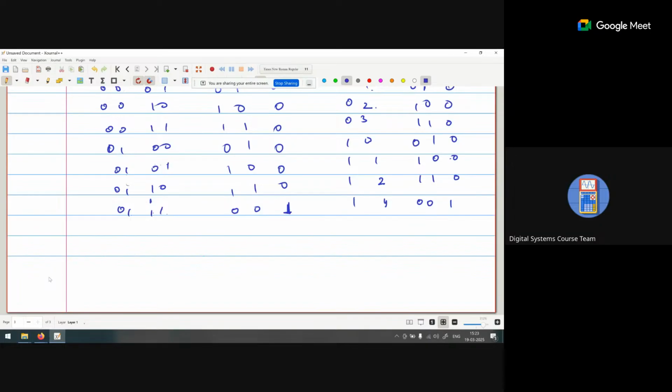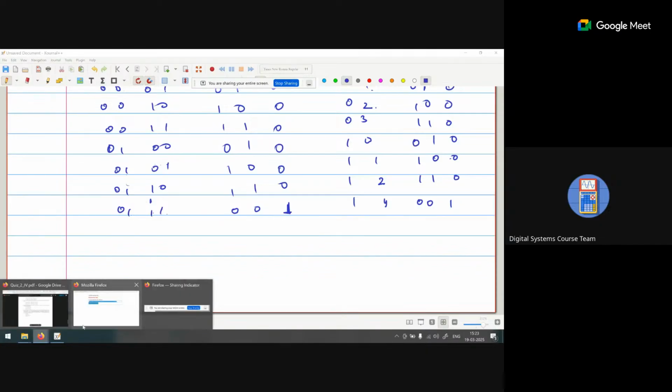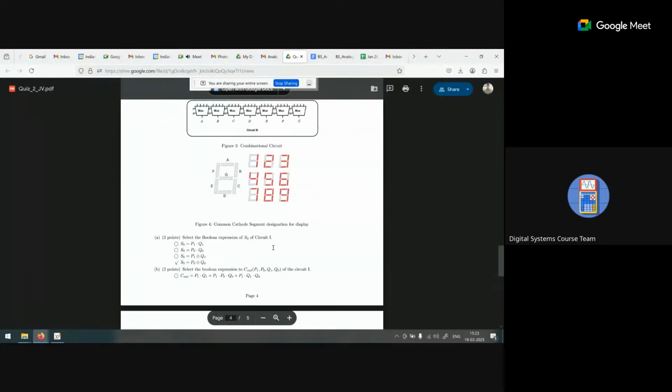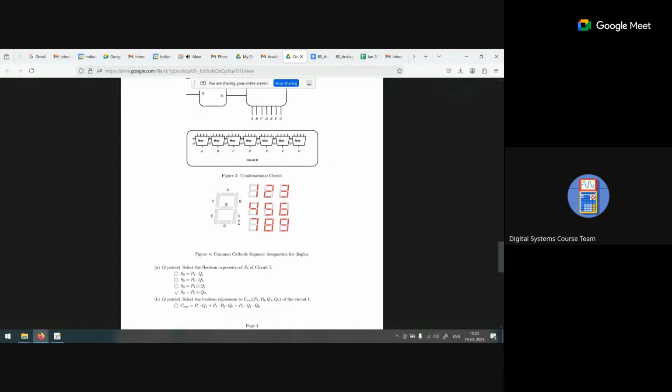Similarly, if we are talking about the D part, it is showing that we have to draw a Boolean expression when C is the output line. So you can see in figure 4, where is the C line? C line is this particular point. So when it is not glowing, it is not glowing in a case of 2, only for the 2 it is not glowing. So if we have an input from 0 to 8 or 0 to 9, only for the 2 C is not glowing.